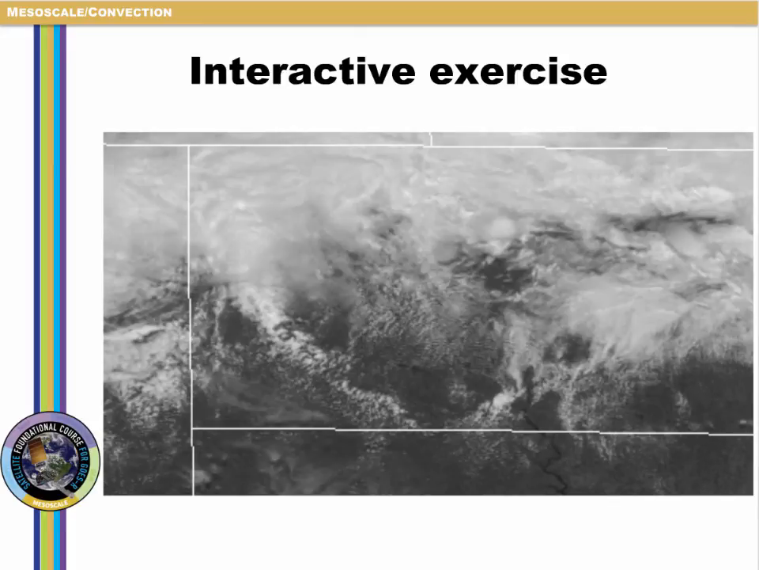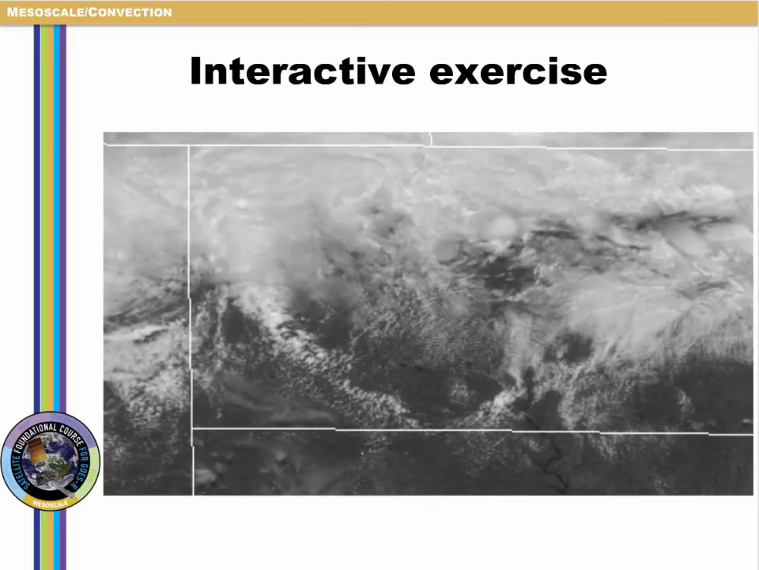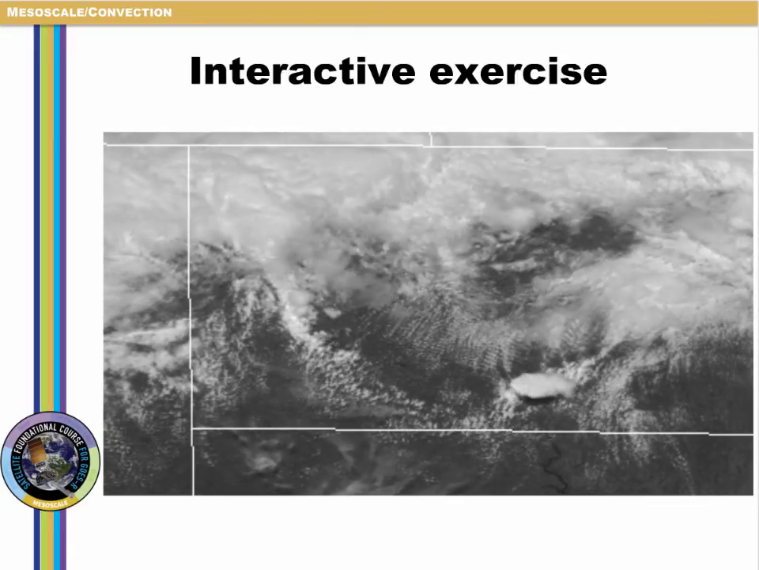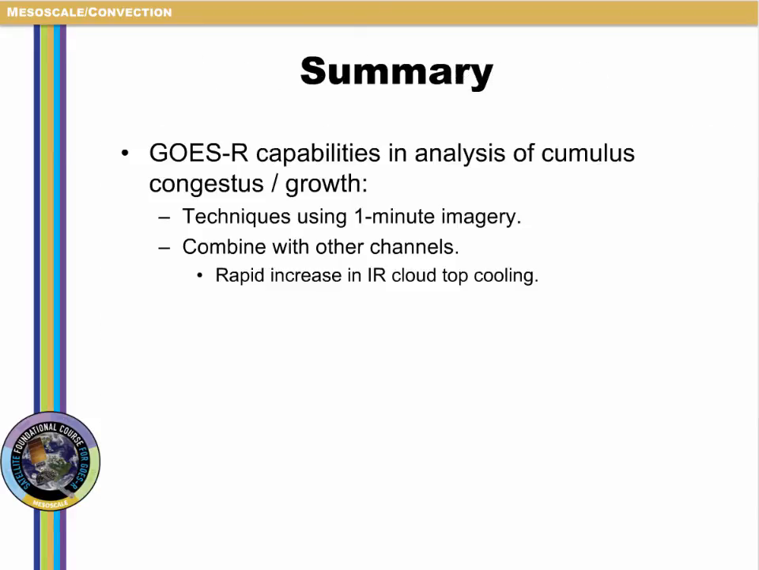However, keep in mind the 1-minute imagery gives you the best available data for monitoring the transition from cumulus congestus to convective initiation. In summary, we discussed GOES-R capabilities and analysis of cumulus congestus and growth up to the point of convective initiation. These techniques are most useful when analyzing 1-minute imagery, but can still be applied in 5-minute imagery as well, which will be routinely available on the CONUS scale in the GOES-R era.